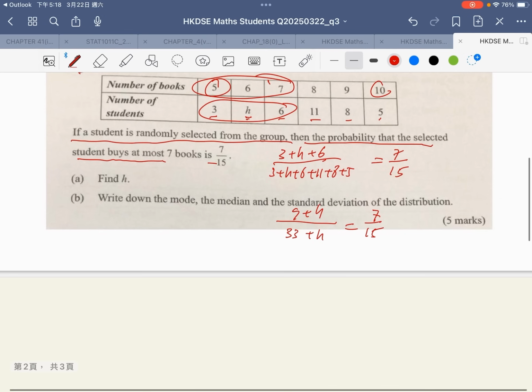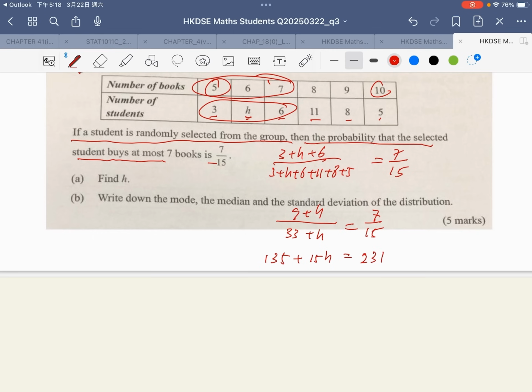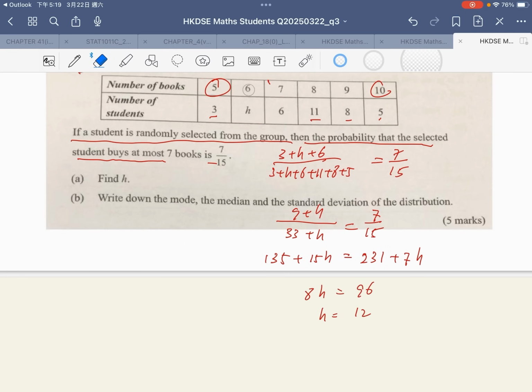Then cross multiplication. This is 135 plus 15h equals 231 plus 7h. Then 8h equals 96, and h is equal to 12. Okay, very good. I got the answer of h here.